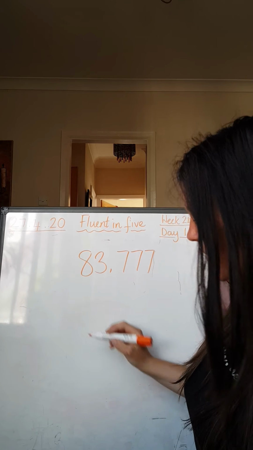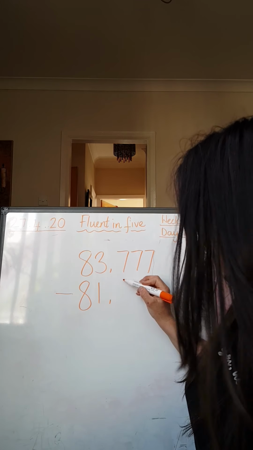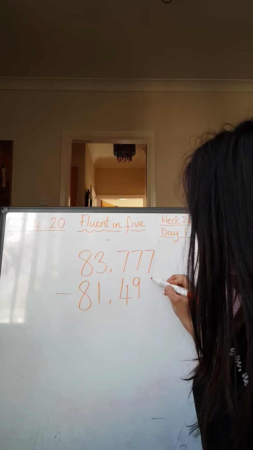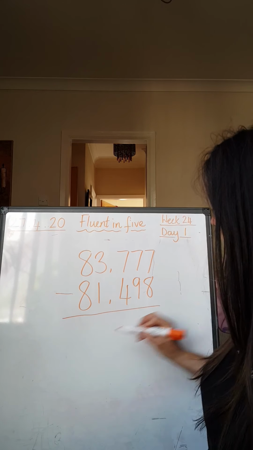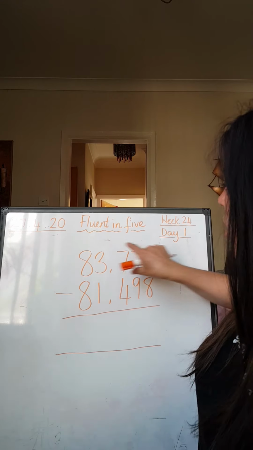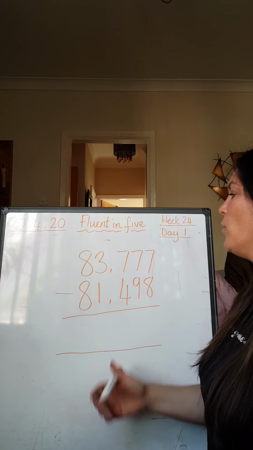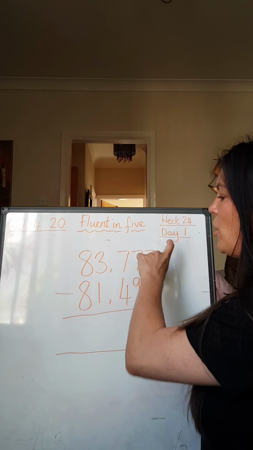83,777. And we're doing a takeaway. 81,498. Okay, my little rhyme that we use: more on the top. If there's more on this row here, you can just do the takeaway straight away. You can keep going, don't stop. More on the top, don't stop.